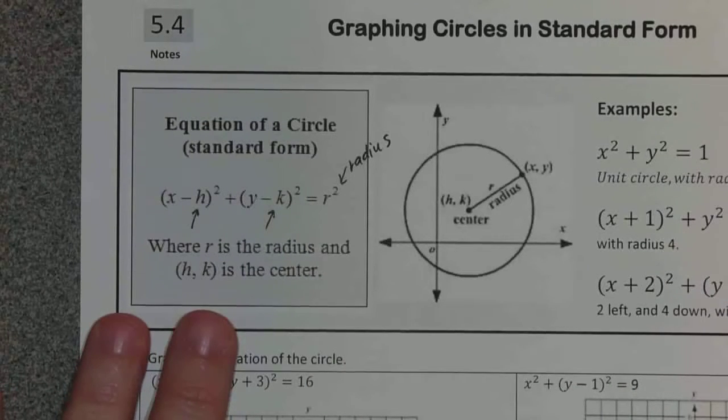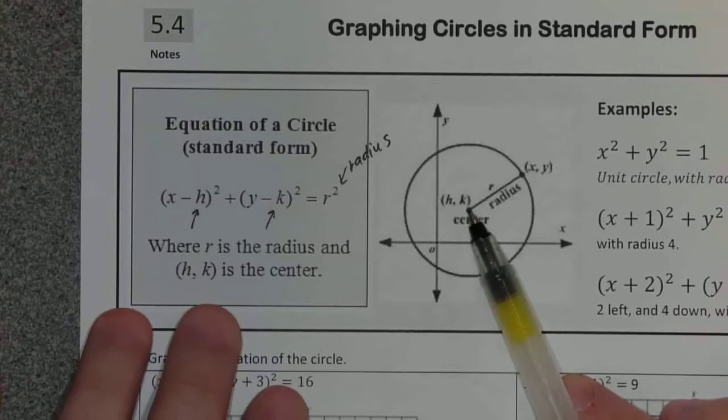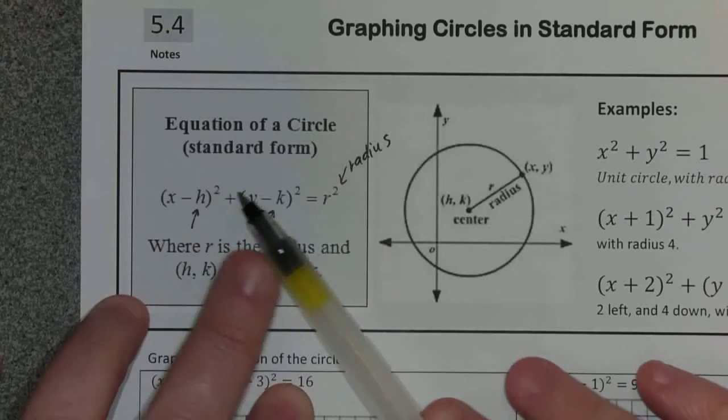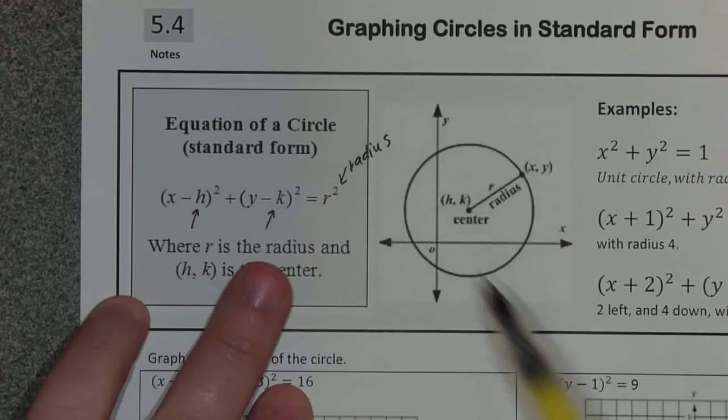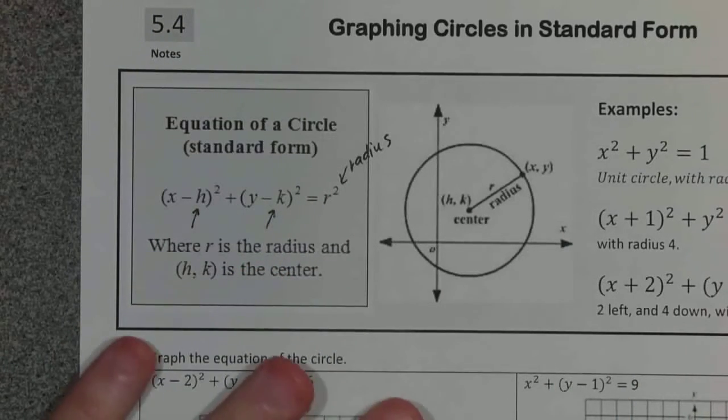So the two important things that you need to know in order to graph an equation of a circle is you need to know the center point that comes from your movement left or right or up or down, and the length of your radius. If you know those two things, then you can graph any circle.